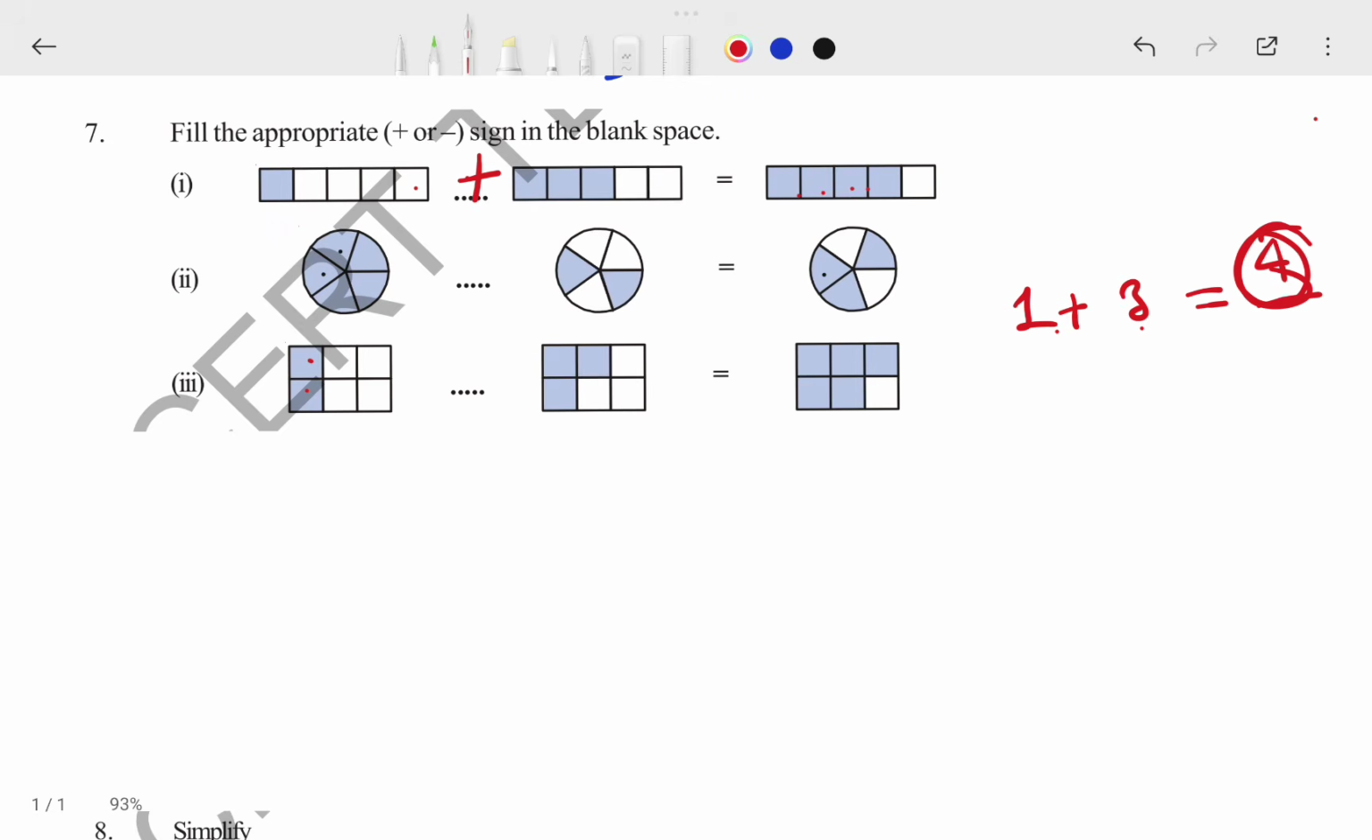There is a simple answer. Why? Because this is 1 and this is 3, and the equal to is 4. So it means that when we add with the plus symbol, 1 plus 3 is going to be 4 only, na? That's why. Now let's talk about this one.